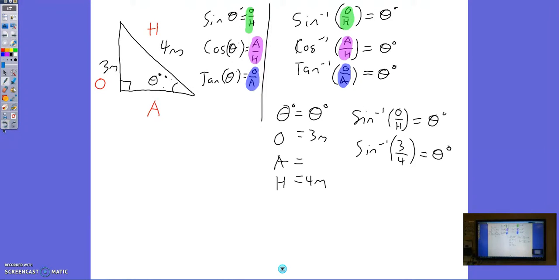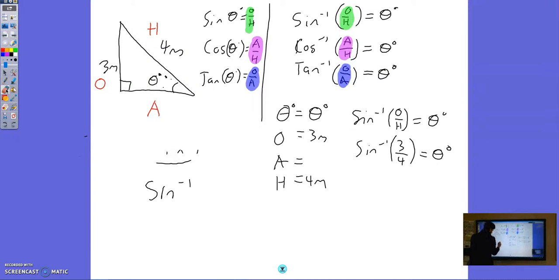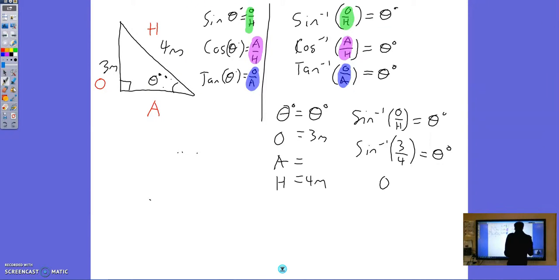Now, your calculator will have all 3 of these functions directly above your standard function. So if you have sine on your calculator, then when you press shift and then sine, you will get sine minus 1, which is your inverse function. So it is shift and then your sine function to get inverse sine. So I'm going to do this on my CAS calculator, but you can do it on your scientific. I'm going to put in the inverse of sine, 3 divided by 4, and I find out that that is equal to 48.59. So theta is equal to 48.59 degrees.